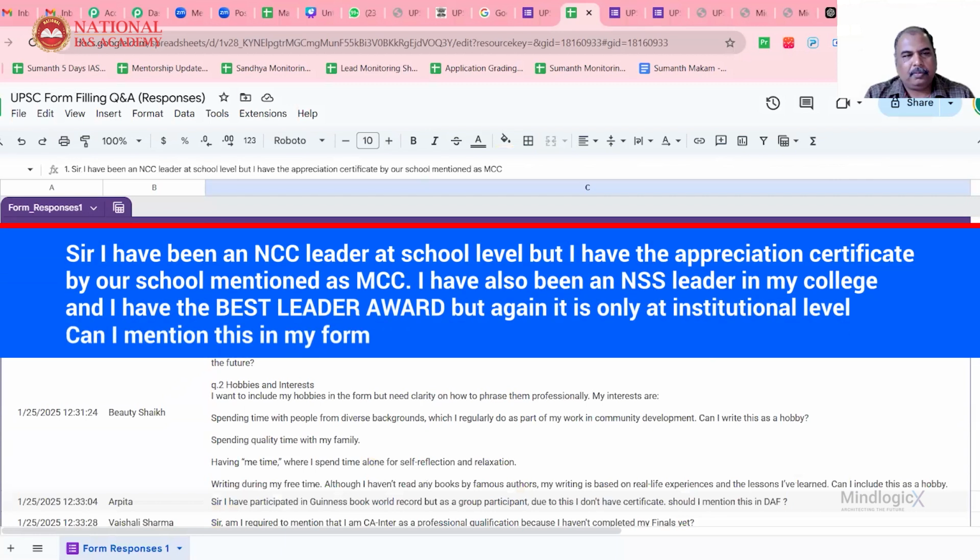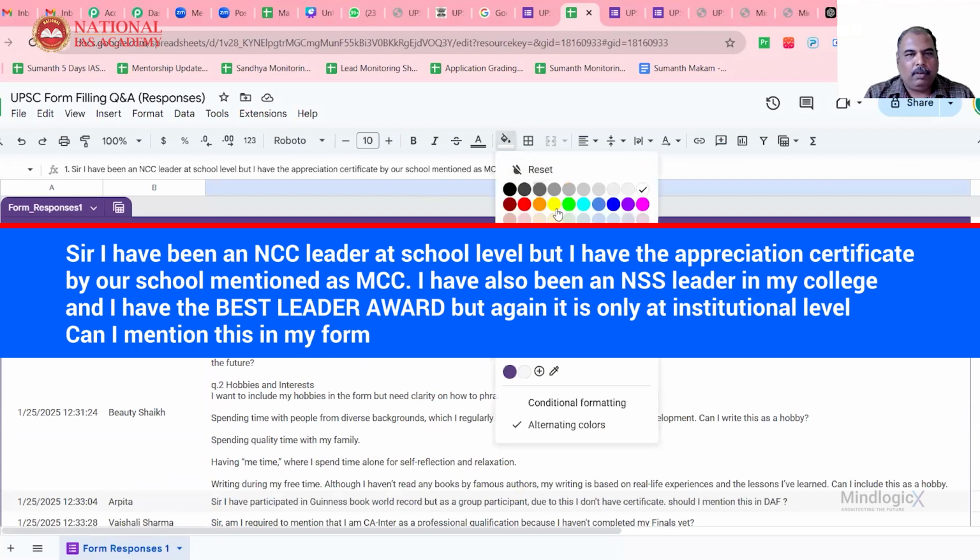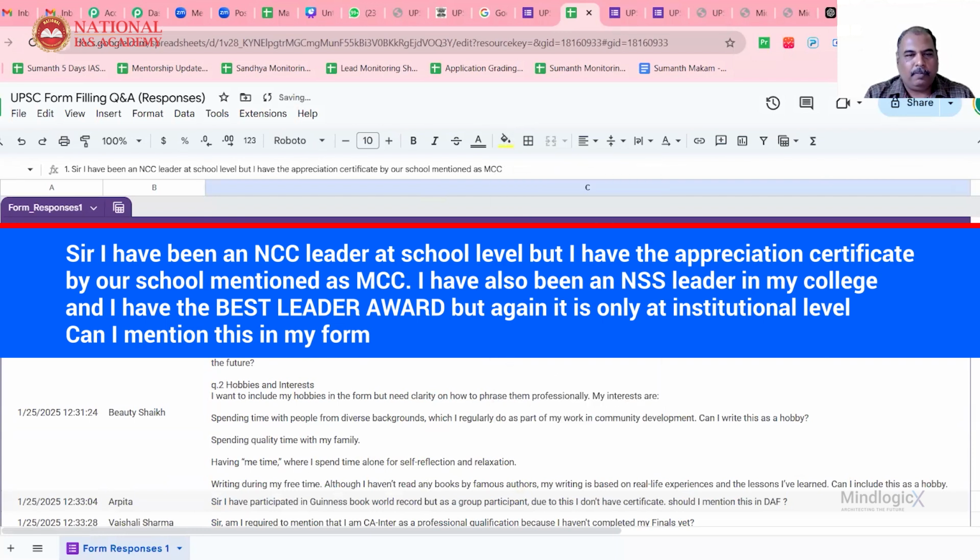I've been an NCC leader at school level, but the appreciation certificate from our school mentions it as NCC. I've also been an NSS leader, awarded best leader at institutional level. Can I mention this in the form? No, you can, definitely. The leadership certificate, if you have it, submit it. If you don't have it, it doesn't matter.